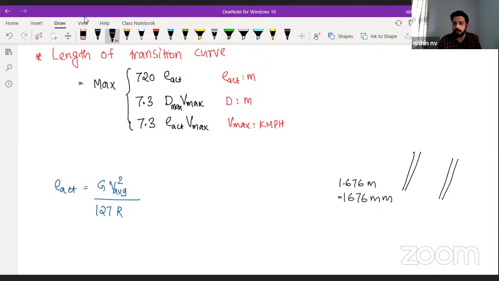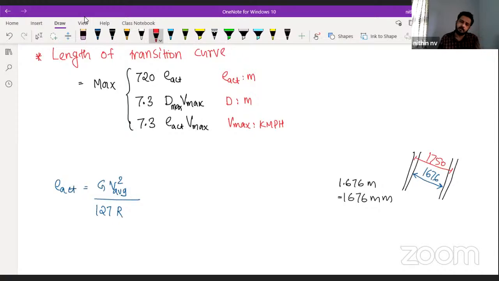We'll be having one rail here and another rail here. This clear distance is 1676 mm for a broad gauge. If you are taking the center to center distance, you will be getting approximately 1750 millimeter. So it's up to the designer whether he has to take 1676 or 1750. While providing the super elevation, he will take care from where we have to take that spacing.